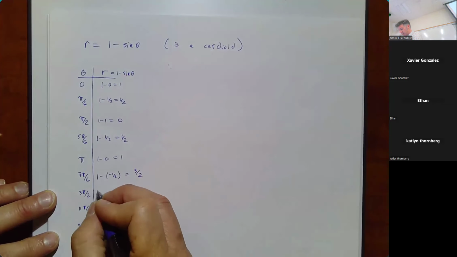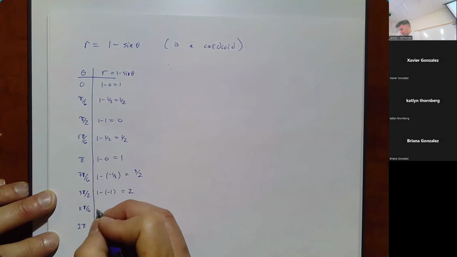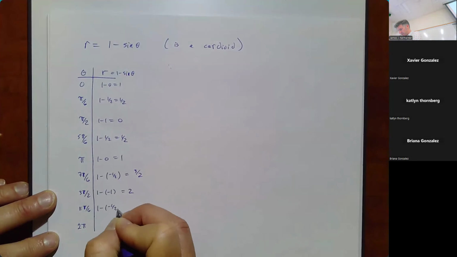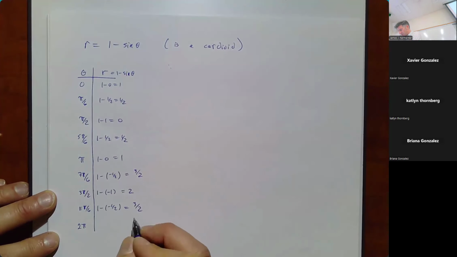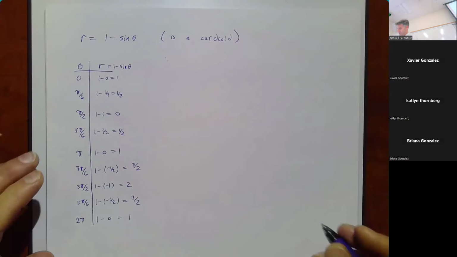Sine of 3 pi over 2 is negative 1, and 1 minus negative 1 is 2. Sine of 11 pi over 6 is also negative 1 half, so we get 3 halves again. Finally, all the way around, sine of 2 pi is 0, so you get 1 minus 0, which is 1. So now we're going to plot these points.